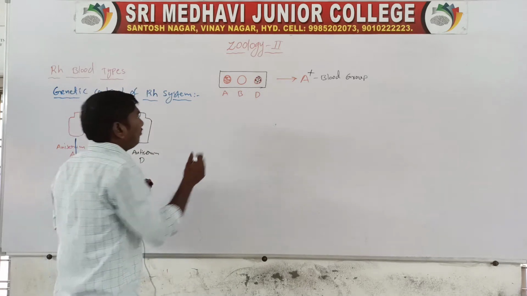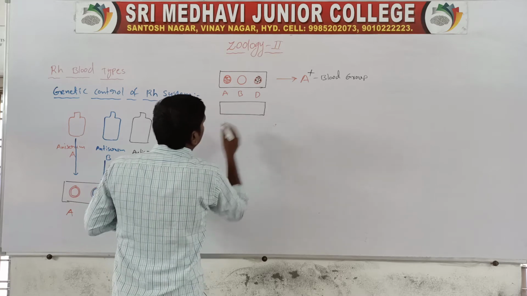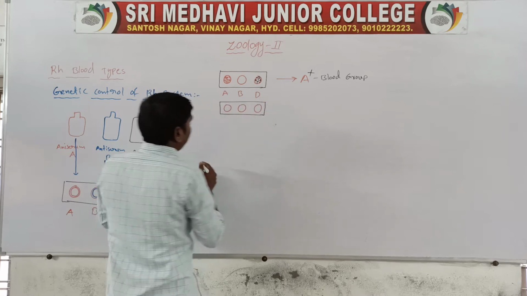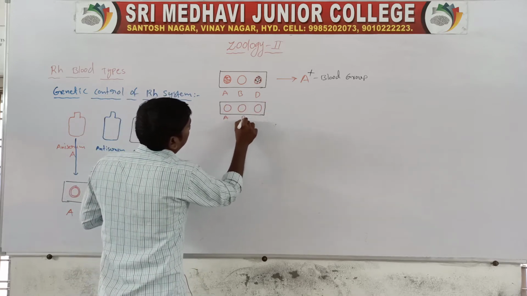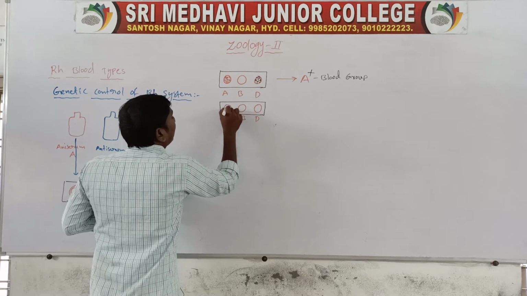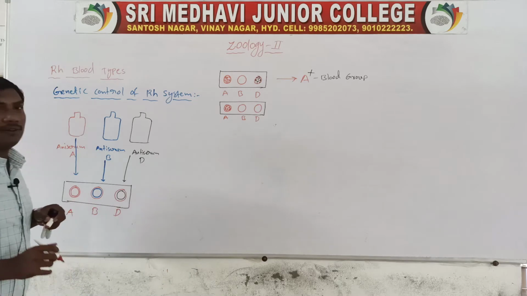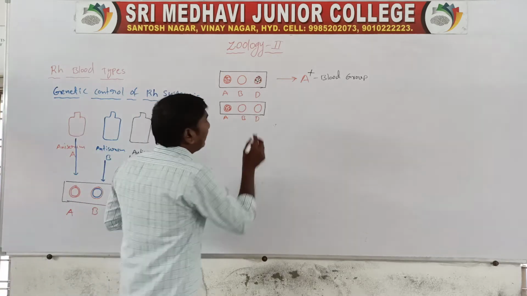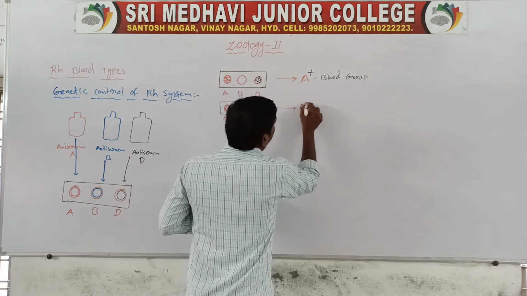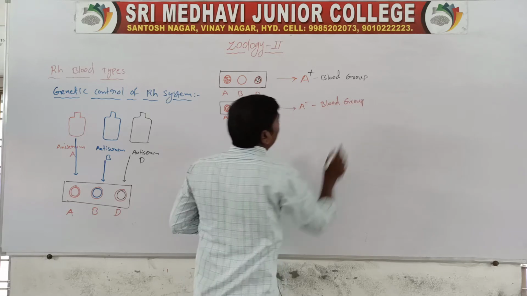Next one. A, B and D. In this person only the A sample shows clumping formation. In the D sample there is no clumping formation. So that person's blood group is A negative.